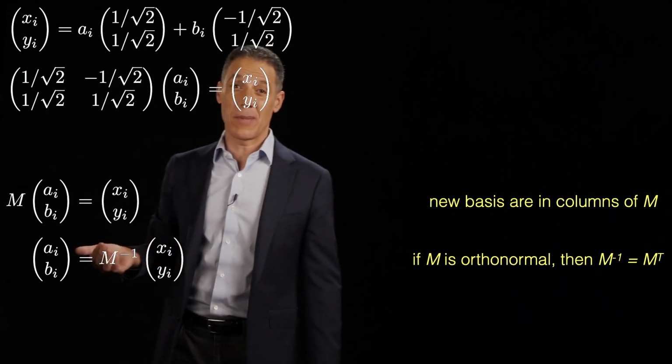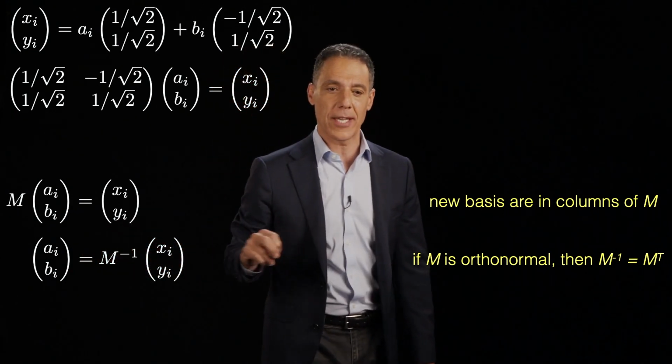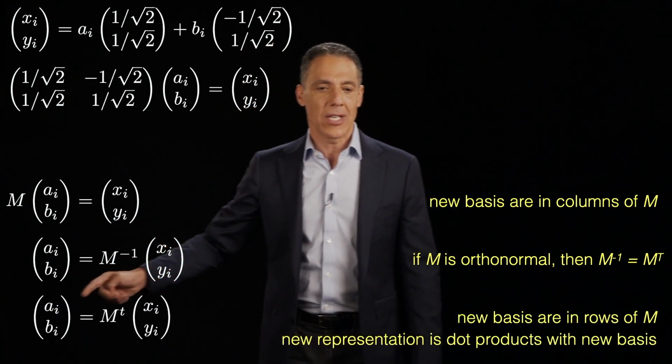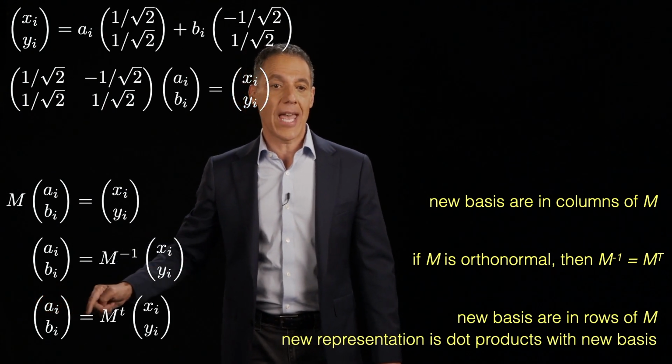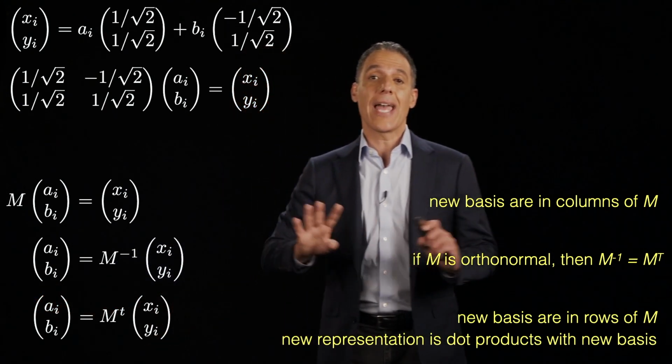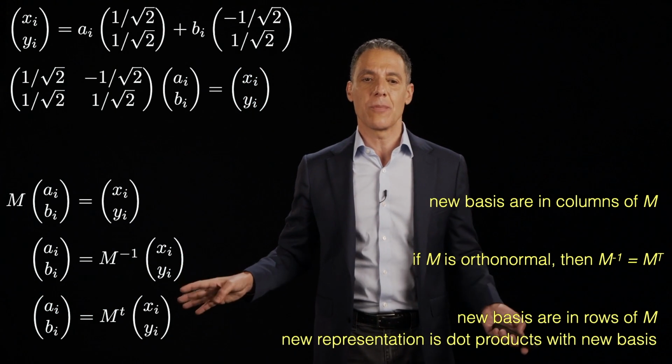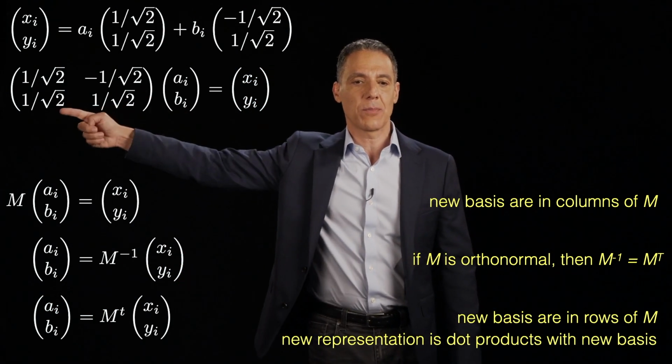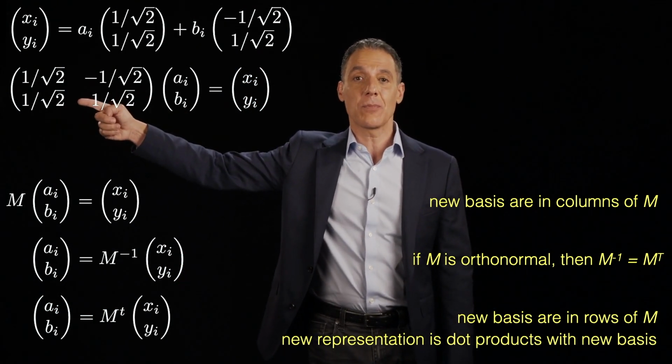just the transpose of the matrix. We saw that when we did Fourier analysis. So what that means is that A_i, B_i is just M transpose. We didn't even have to go to any of that trouble to do the matrix inverse. All we have to do is transpose the matrix. Transpose this matrix, what do you get?